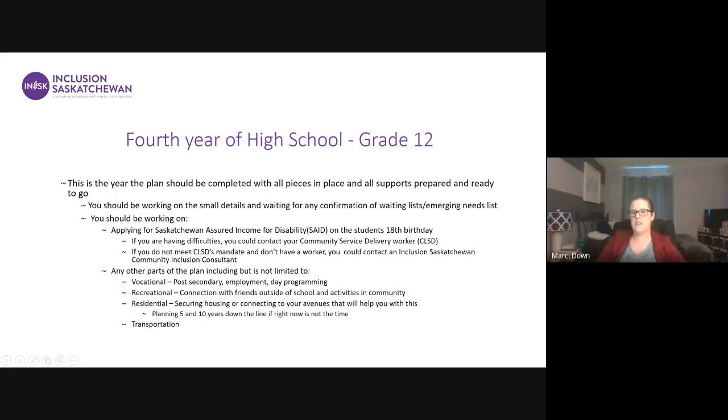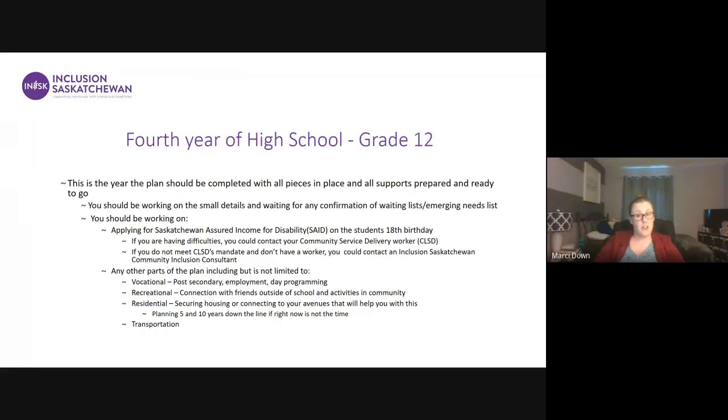So some of the things that you can work on would be, again, that emerging needs list or those waiting lists, making sure that the student is a part of those lists right away. You should be getting a bit more information back or having more conversations about what that looks like. You should be working on getting the student applying for Saskatchewan Assured Income for Disability, also known as SAID. We'll describe that a little bit later down too. On the 18th birthday of the student.